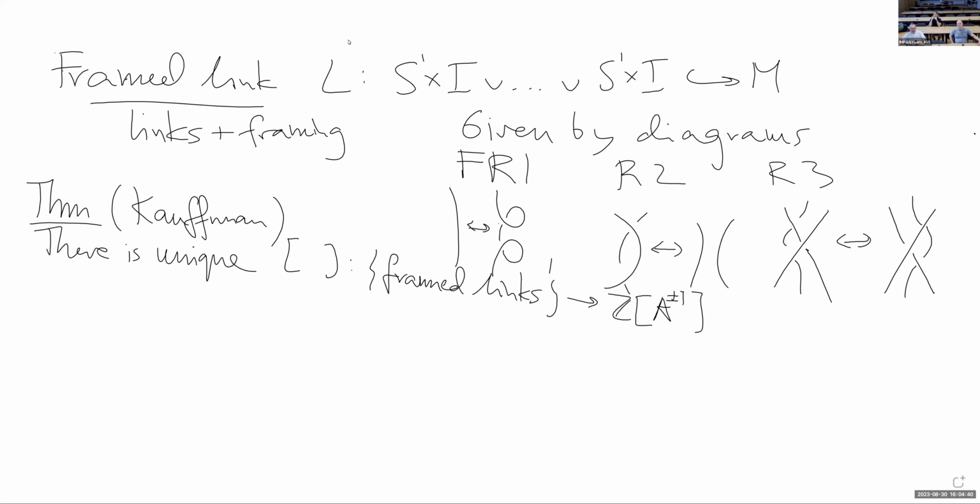Wait, when you say a bracket, it has only one argument, right? Ah, it's two arguments. No, one argument. One argument, which is the framed link. Because it's the comma which confuses me. Okay. It satisfies the following properties.